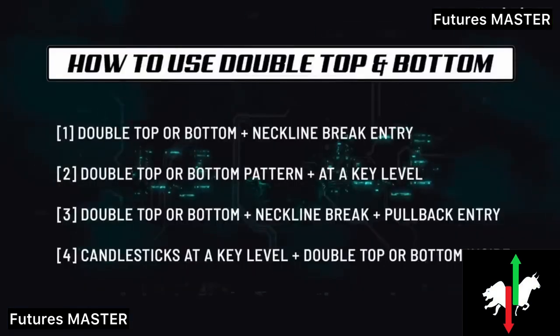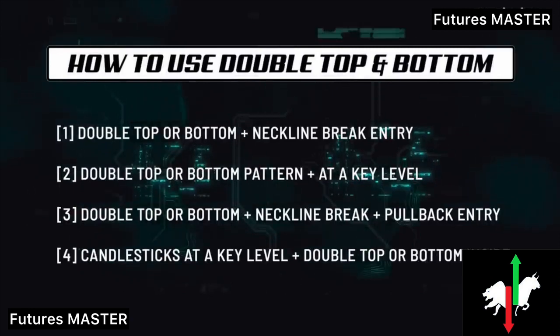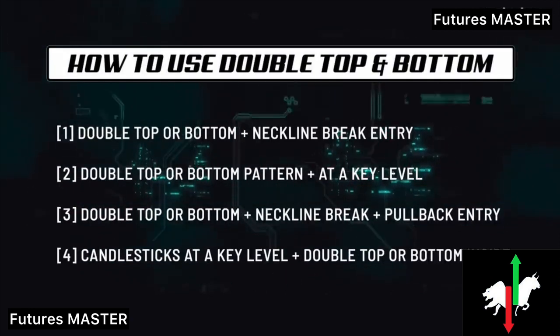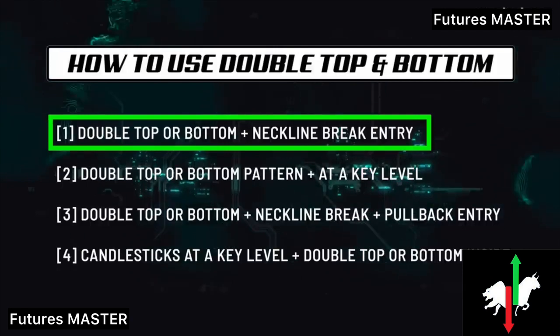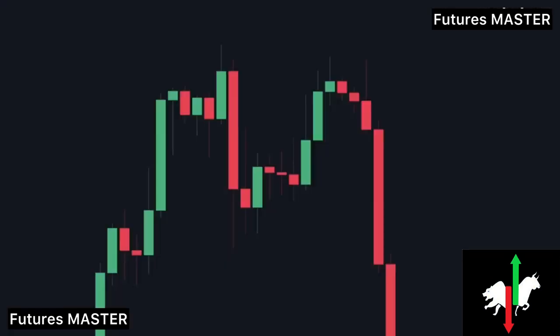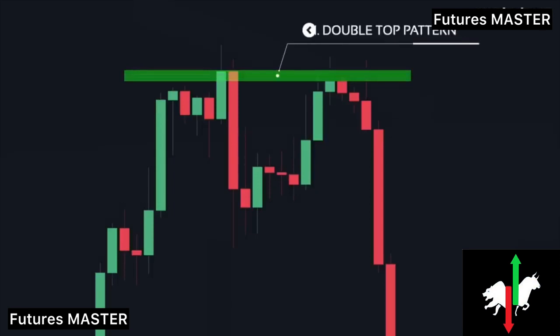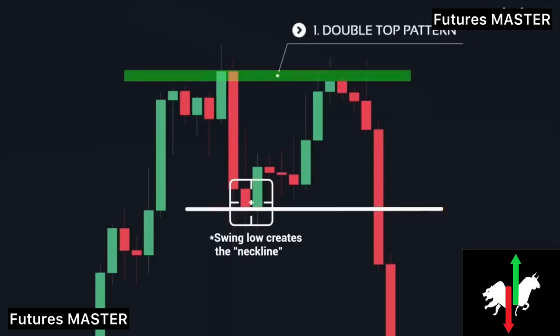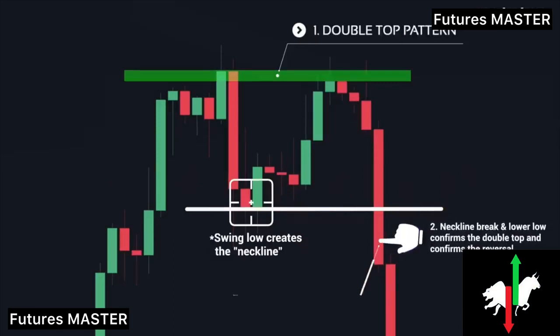These are the 4 core variations to using the double top and double bottom pattern. Let's start with the first, which is the neckline break entry. So you first have your double top pattern that forms. Neckline here because of the recent swing low. Now once price breaks the neckline and makes a lower low, you would take a breakout entry short as the reversal and trend change is now confirmed.